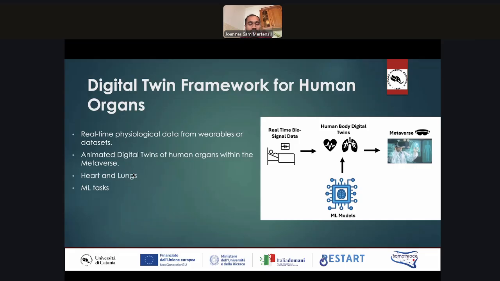So I have a digital twin for the kidney, for the lungs, and I have a separate digital twin for the heart. For our work, we started with the two main organs in our human body. We had a 3D animated digital twin for the heart, and a 3D animated digital twin for the lungs. So what does this digital twin do?